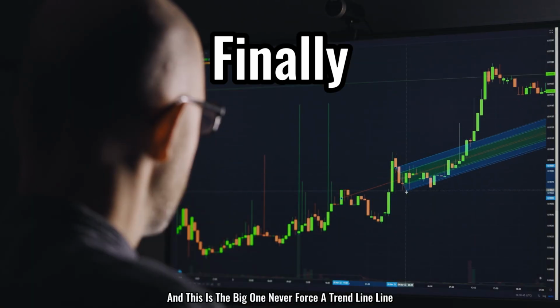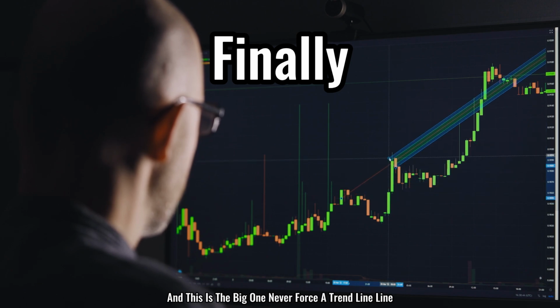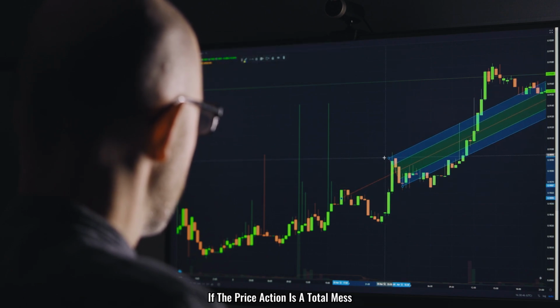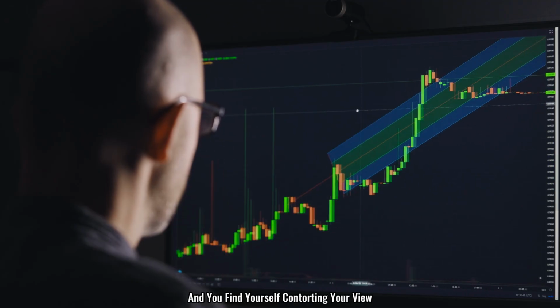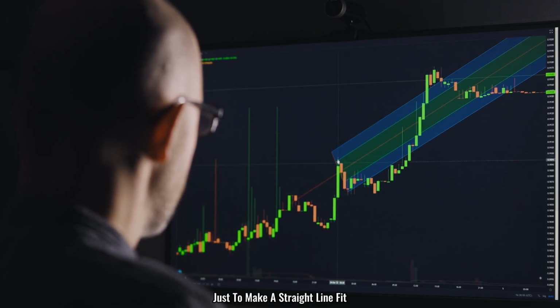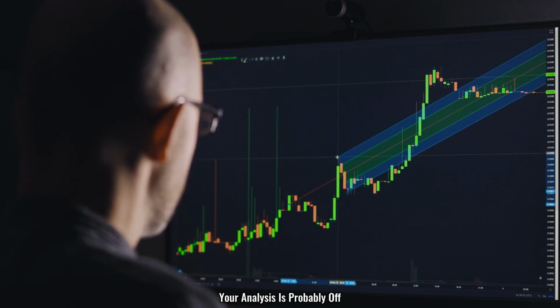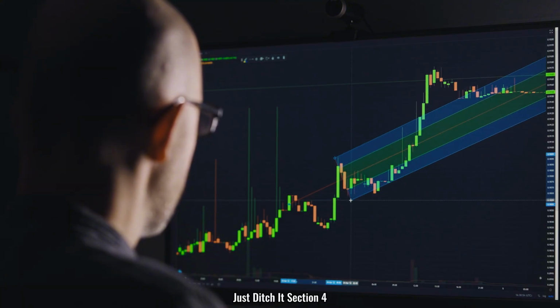And finally, and this is the big one, never force a trend line. If the price action is a total mess and you find yourself contorting your view just to make a straight line fit, your analysis is probably off. If it doesn't fit naturally, just ditch it.